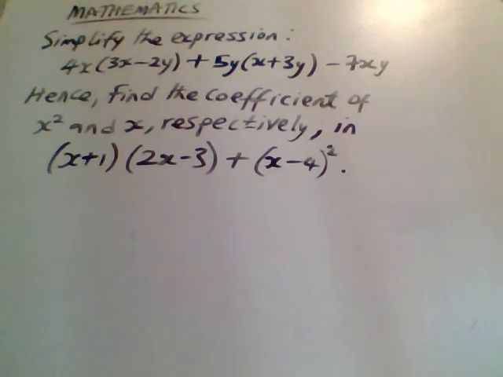Alright, good students. As you can see, you are given an algebraic expression to simplify. In this case, we are given 4s(3x - 2y) + 5y(s + 3y) - 7sy. And then you are asked to find the coefficients of s squared and x respectively in the expression s(s + 1)(2s - 3) + (s - 4) squared.